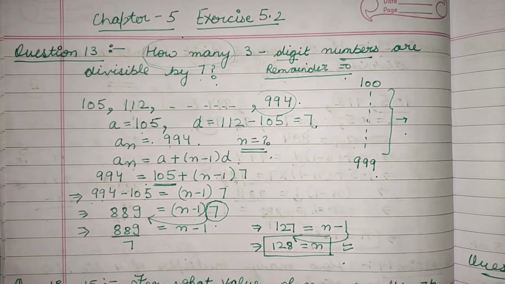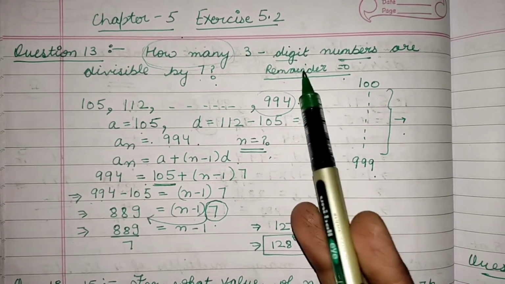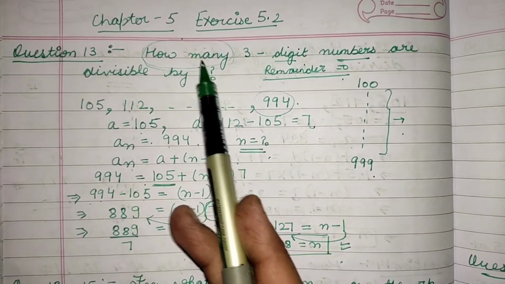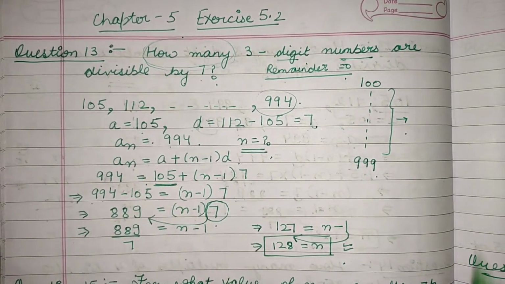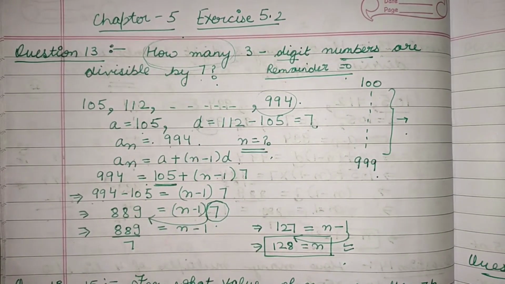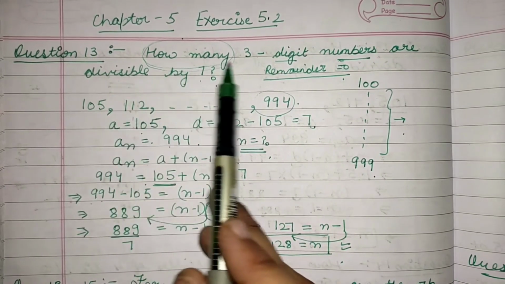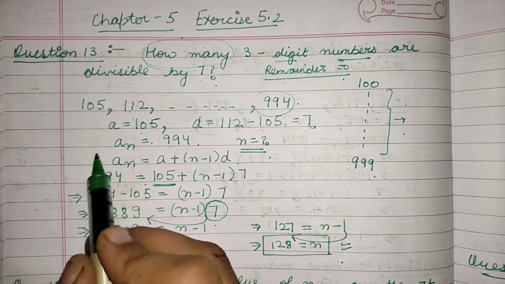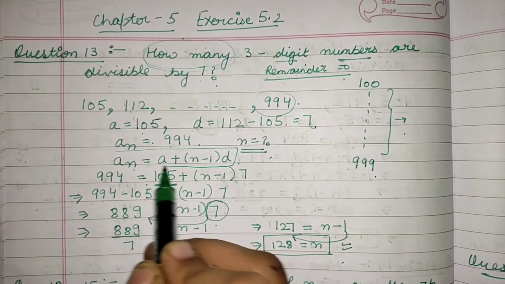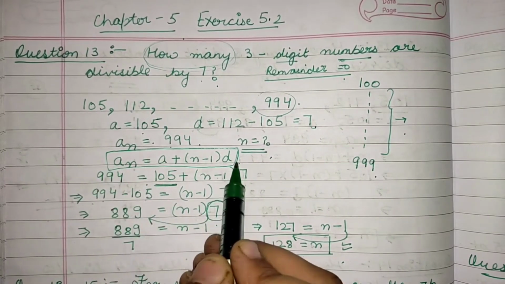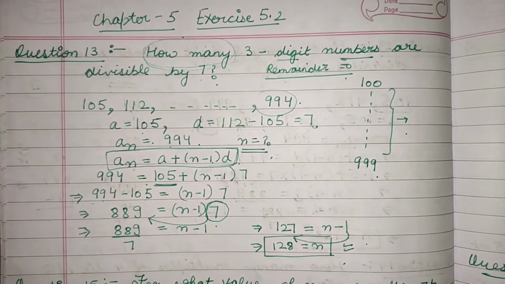Okay, so if you have to find out in any question how many numbers are divisible by 7, or divisible by 4, or divisible by 12, any number, what you will do is first find out the very first number and the last number, and by using this formula, an is equal to a plus n minus 1 into d, you can find out the value of n.